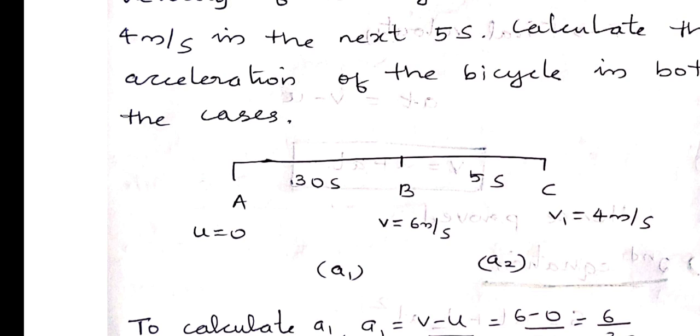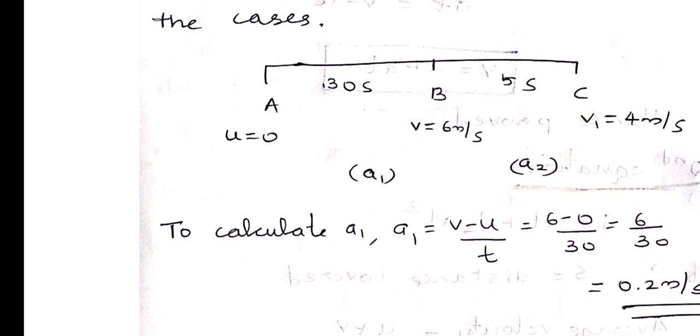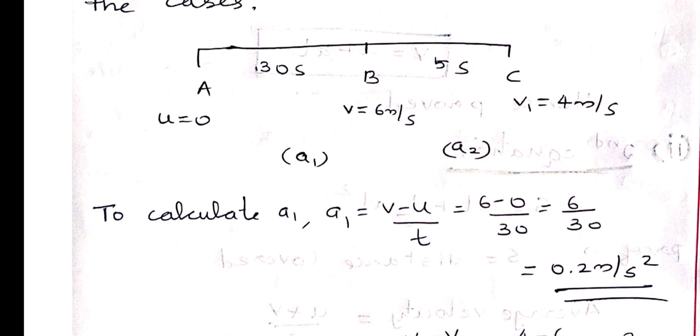I repeat, initially the cycle was at rest, the velocity is 0. Then it travels with a velocity of 6 meter per second in 30 seconds, that is, after 30 seconds it reaches B. To calculate the acceleration in the first case, the initial velocity is 0, that is u is equal to 0. Final velocity v is equal to 6 meter per second. So we know the acceleration, that is, first case acceleration a1 is equal to v minus u by t. We know that it is the change in velocity.